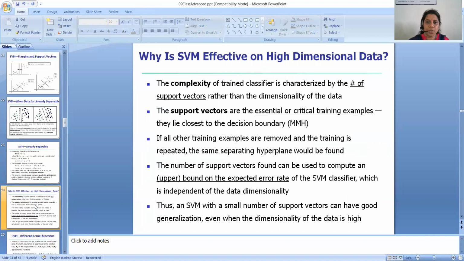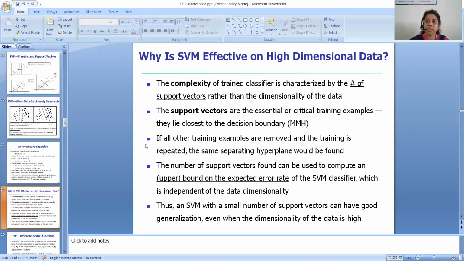Now the complexity of a trained classifier is characterized by the number of support vectors rather than the dimensionality of the data. So the complexity we design or define is always based on how many support vectors there are, rather than how many attributes there are.